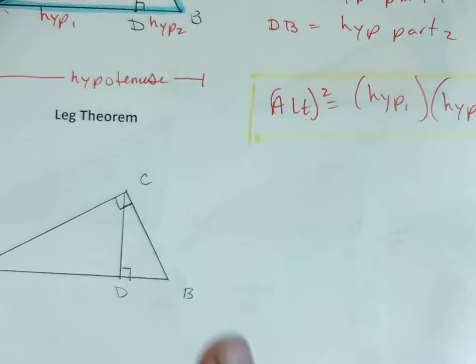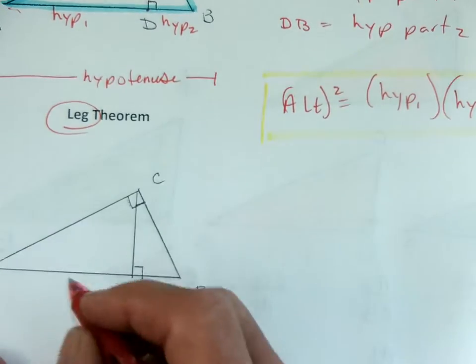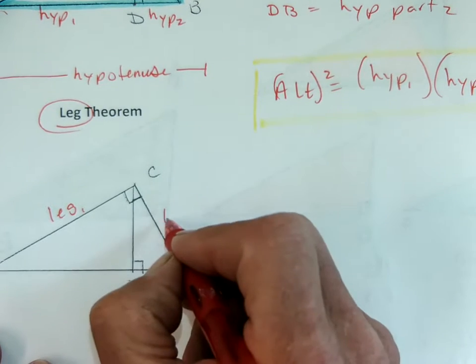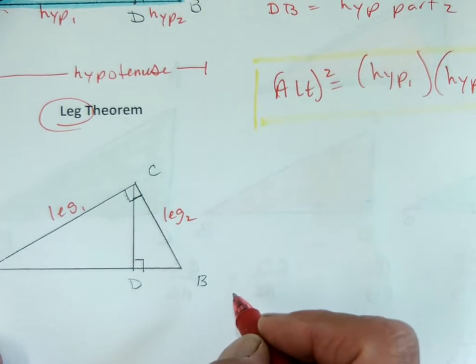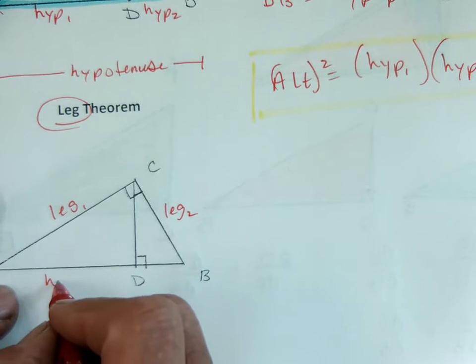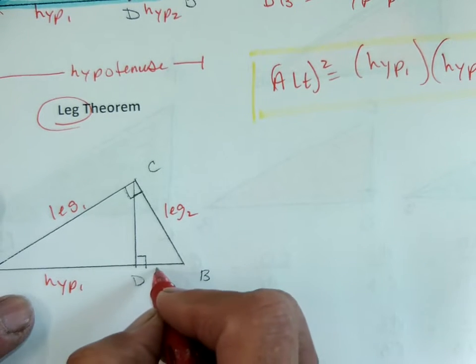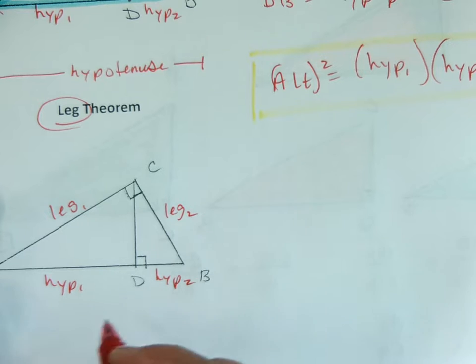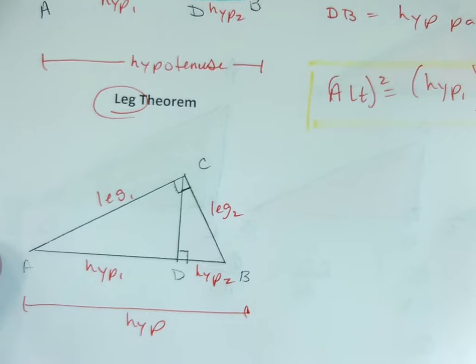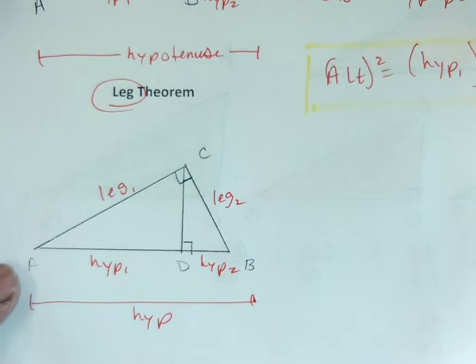Okay, now the leg theorem is a little bit different, okay? So again, this is going to be my leg 1. That's my leg 2. That's going to be my hypotenuse part 1 and my hypotenuse part 2 and my entire hypotenuse. Okay? You don't need the altitude for this theorem. So I'm looking at the entire blue triangle.